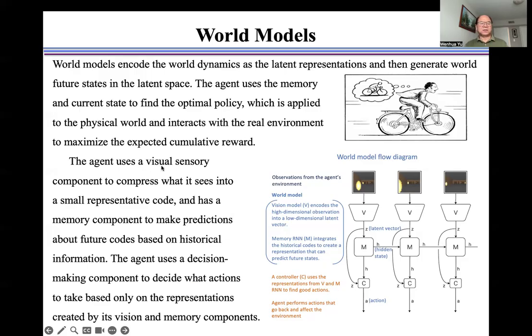The agent uses the vision sensory component to compress what it sees into a small representative code, and has a memory component to make predictions about future codes based on historical information. The agent uses the decision-making component to decide what action to make based only on the representations created by its vision and memory components, as shown here.